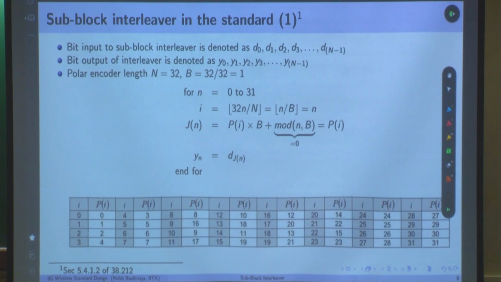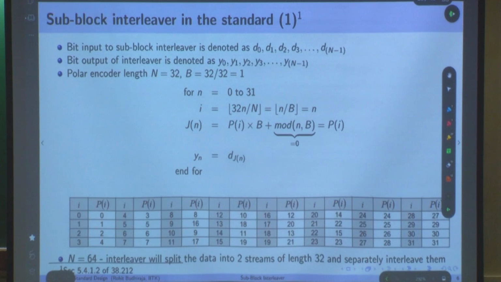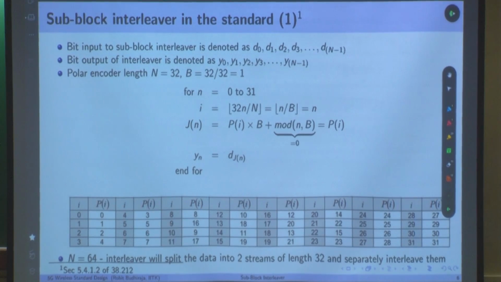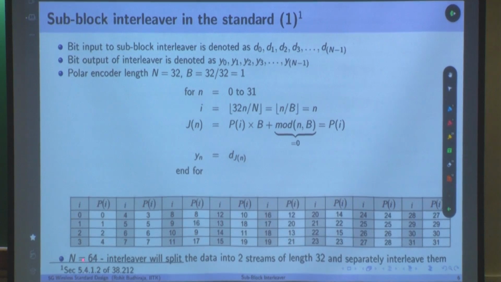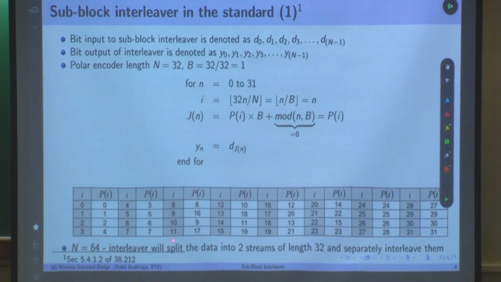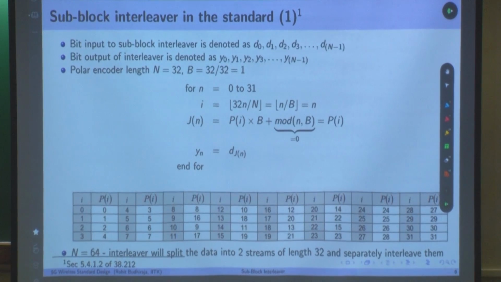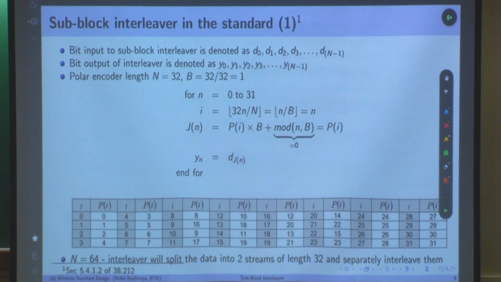And similarly, you can do this operation for higher n also, okay. And what is happening at the end of the day is that these bits are getting interleaved, and the interleaver is designed such that the most important bits are retained, okay. And what will happen for n is equal to 64? The interleaver will split the data into 2 streams of length 32 and separately interleave them. Fine, okay. So this is the sub-block interleaver. That's how it works. This is directly from the standard, okay. No more insight about this, and that's how it is. The only insight is that it retains the most important bits of the polar encoder, that's all, okay.